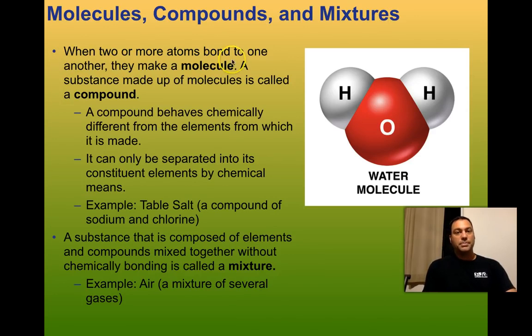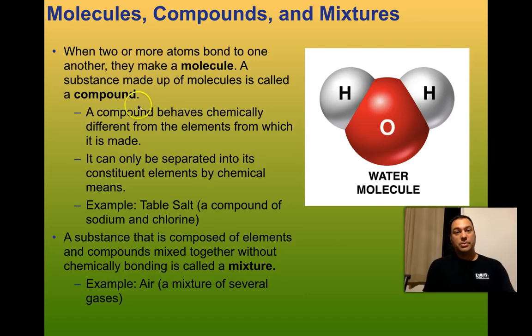When 2 or more atoms bond to one another, they make a molecule. Okay, so 2 atoms coming together for whatever reason, they bond. We're going to describe these bonds here shortly. A substance made up of molecules is called a compound, right? A substance made out of all atoms is called an element. As long as there's no molecules in there, it's all an element. But in this case, this is the equivalent.